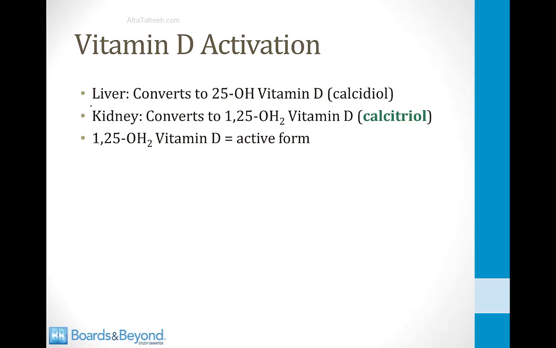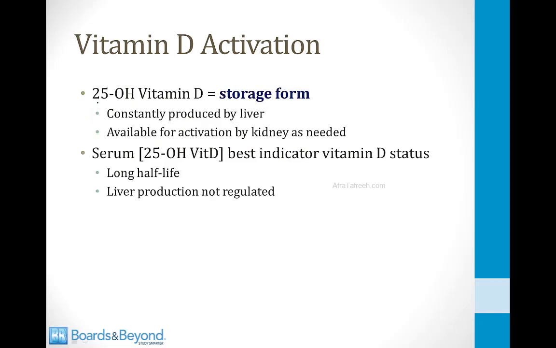So just to summarize these points, the liver converts D3 to 25-hydroxy vitamin D, which is called calcidiol. The kidney converts vitamin D3 to 1,25-(OH)2 vitamin D, which is called calcitriol. And 1,25-(OH)2 vitamin D is the active form. As I said before, 25-OH vitamin D is the storage form.